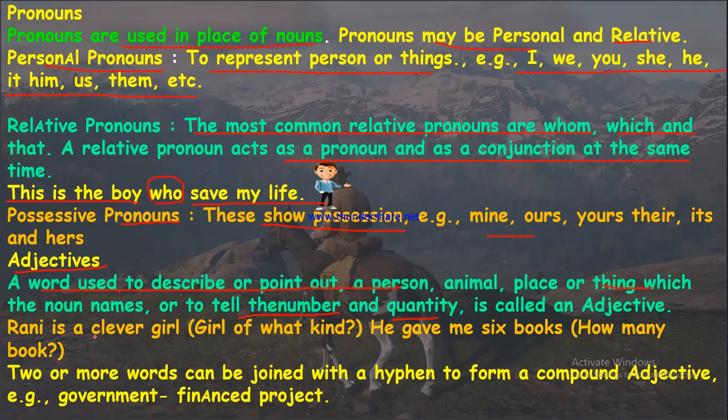For example, what kind of girl is Rani? She is a clever girl. Okay, he gave me 6 books. How many books? 6 books. So it is adding the quality.